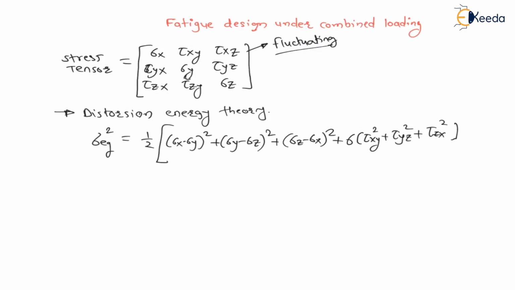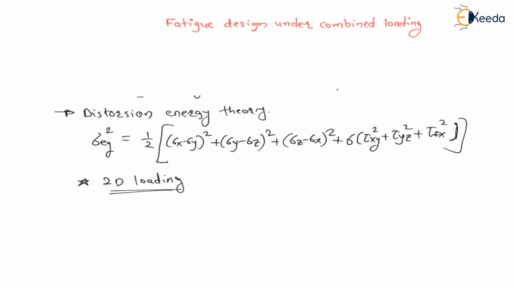This is the formula derived as per distortion energy theory to find equivalent stress, and sigma equivalent is the equivalent effect of all the stresses together. It is also called equivalent stress. Now for such type of loading we have to see how to design the component. Now we will see special cases. For our syllabus in this topic we have 2D loading, so we will see the special cases on 2D loading.